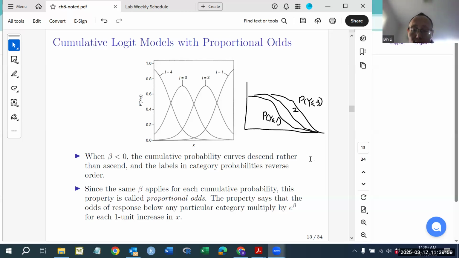Since the same beta applies for each cumulative probability, this property is called proportional odds. The property says that the odds of the response below any particular category are multiplied by exponential beta for each 1 unit increase in x. Okay, so that's why it's called proportional odds.